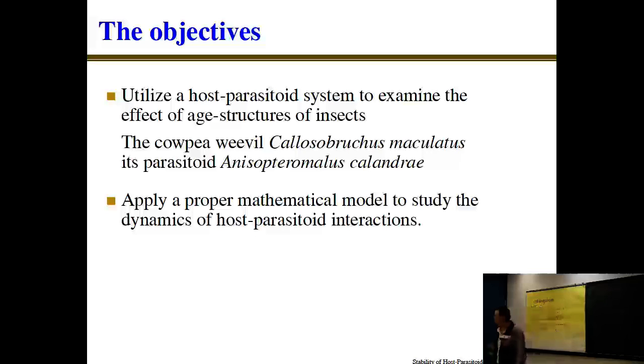Here, our biologist, Jim, found the cowpea weevil and its parasitoid. So we're going to use them to do our experiment. And the second objective is that we're going to develop another model to fit our experiment data, to generalize our results. So this is our objective next.